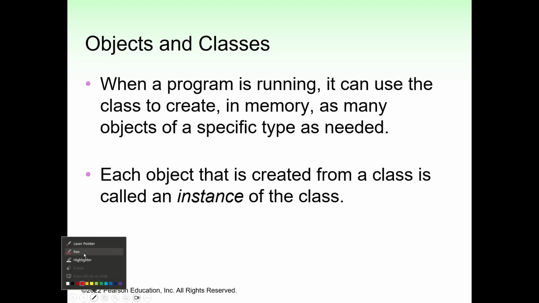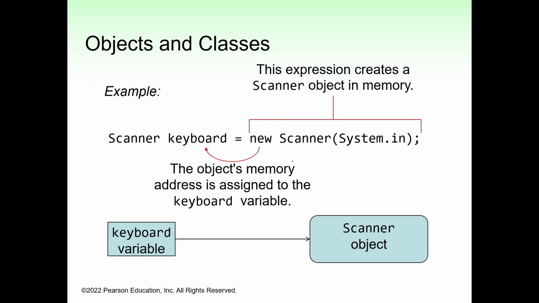Now, another term that you have to be familiar with is an instance of a class. It's just another name for an object. So if you see somewhere in your book or in your assignments an instance of the class, it just refers to an object of that class. And when your program is running, you can create as many objects as you need. So if you have multiple classes, you can create multiple objects of any different specific types, as many as your heart desires. So let's look at a couple of examples.